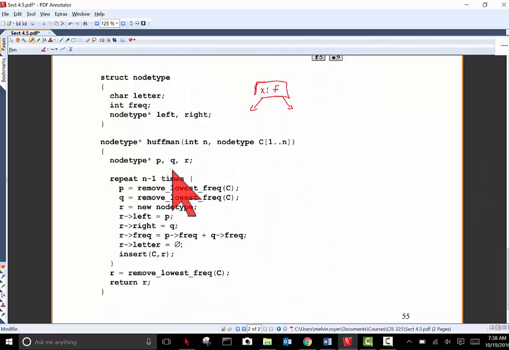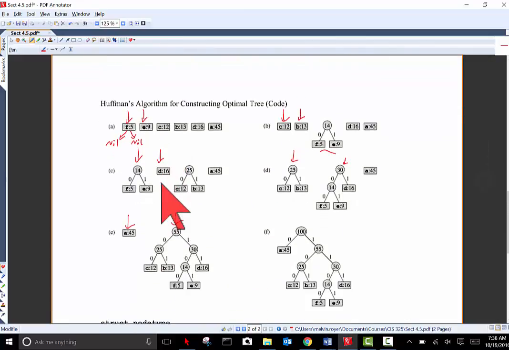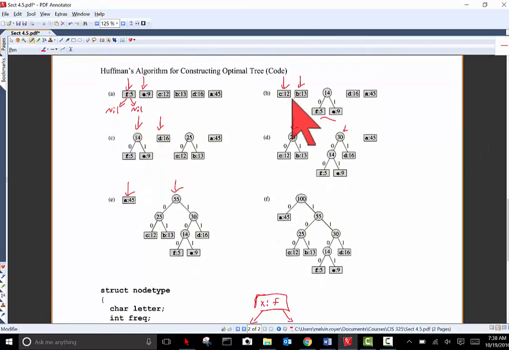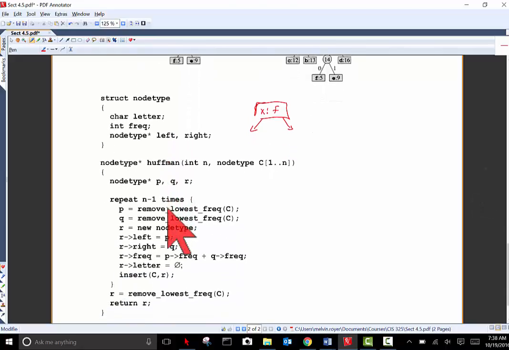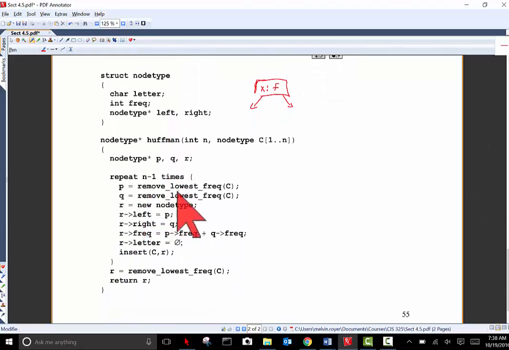And then here's the algorithm to repeat n-1 times. So notice that we started out with 6 letters, and we had 5 stages of this. 1, 2, 3, 4, 5 stages of identifying the 2 least frequently occurring groups of letters. This routine calls a couple of others that are not written here, but let me just describe what they do. Remove lowest frequency. So from this array, search for the item with the lowest frequency, set a pointer to that node, and then remove that node from the array.